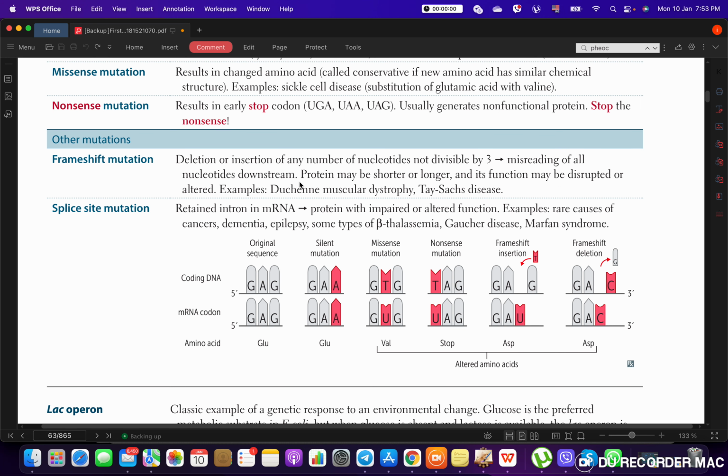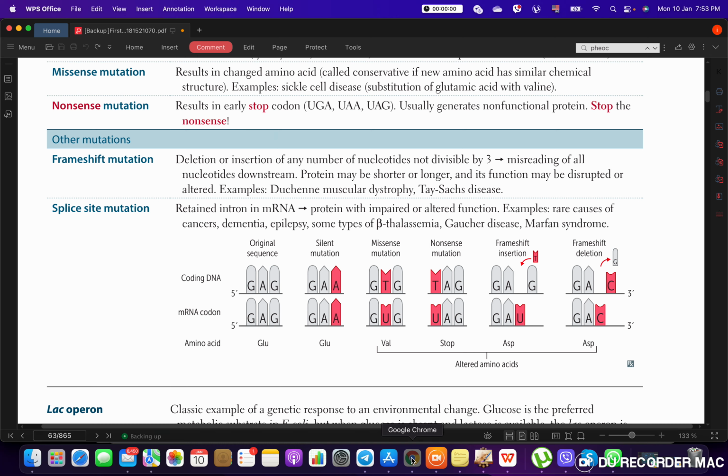misreading of all of the nucleotides downstream, protein may be shorter or longer, and its function may be disrupted or altered. For example, Duchenne muscular dystrophy and Tay-Sachs disease. Notice, these are super serious diseases because they are due to a frame shift mutation, the most serious type of mutation between all of them, okay?